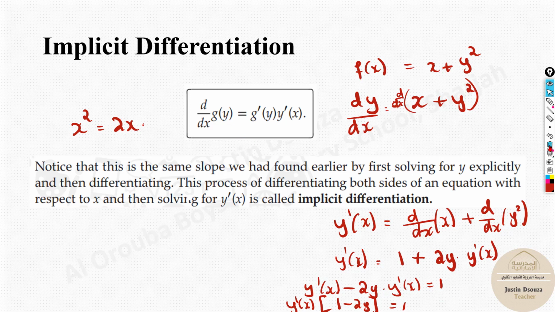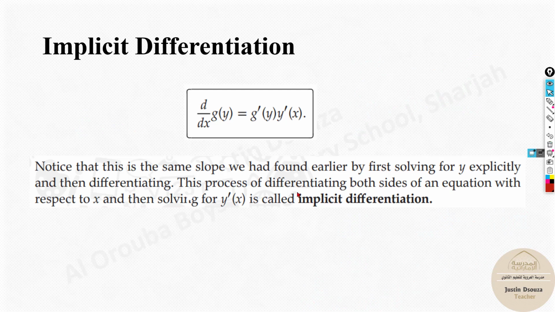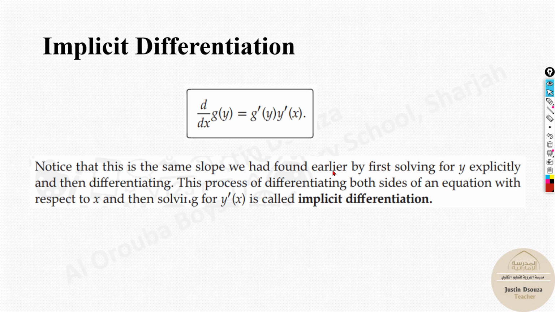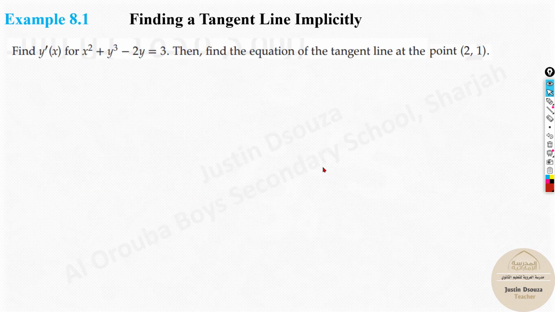This is about implicit differentiation. One thing you need to understand: we have the terms x and y, like over here, x and y. We will look into a problem and you'll understand much better now. Here, you need to find y dash of x.